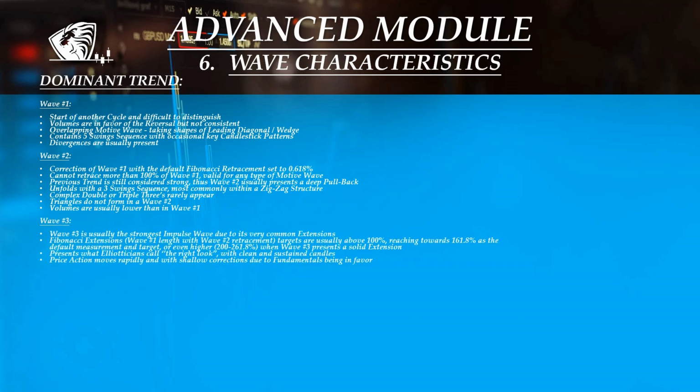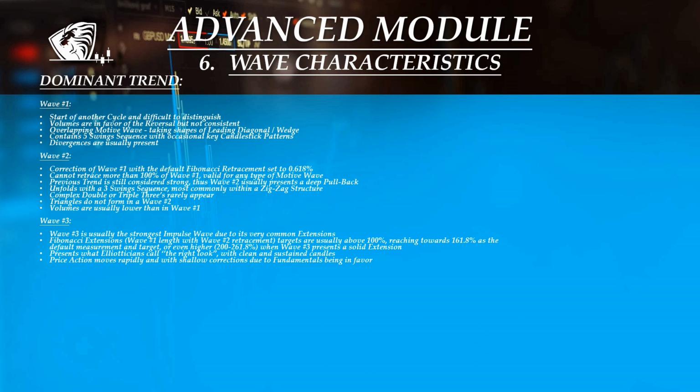Wave 3 is next, and it's usually the largest impulse wave, which can offer a 100% or even 161.8% target. The Fibonacci extension tool is specifically used in order to determine the take profit target and the projected end of wave 3 by measuring wave 1 with its retracement wave 2. This is the most traded wave, and it is well known for its clean look and solid candles.